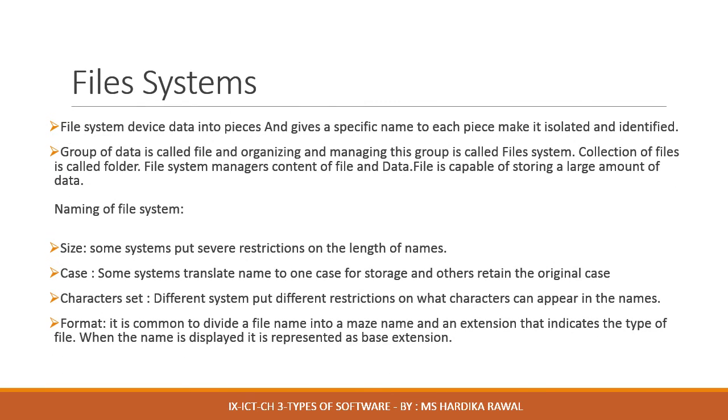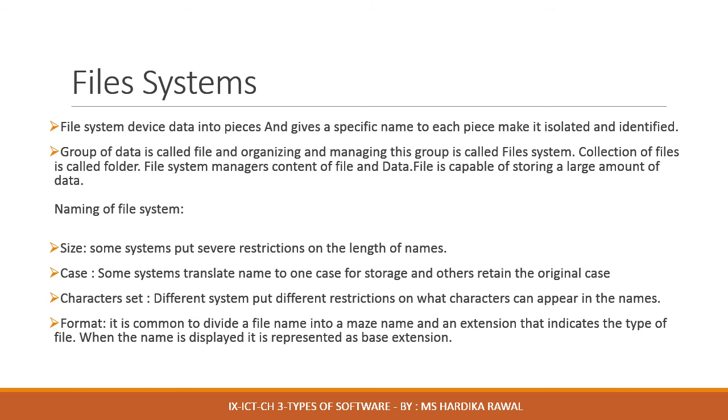Talking about file systems. A file system is the one that decides how data is to be stored on hardware or the storage unit and how it can be retrieved. If there is no file system in a computer, then who else will guide which information starts from where and ends where? A file system divides data into pieces and gives a specific name to each piece to make it isolated and identified. A group of data is called a file, and organizing and managing these groups is called a file system. A collection of files is called a folder.